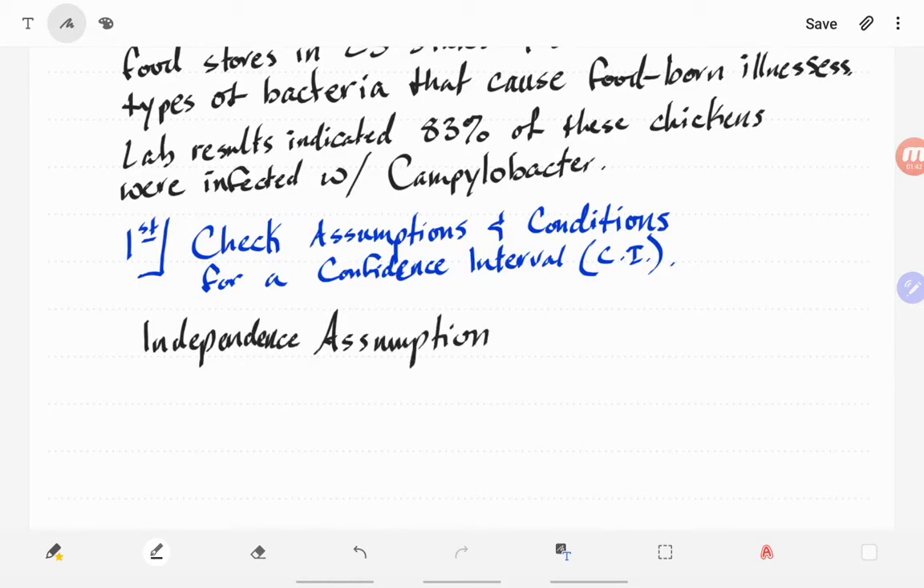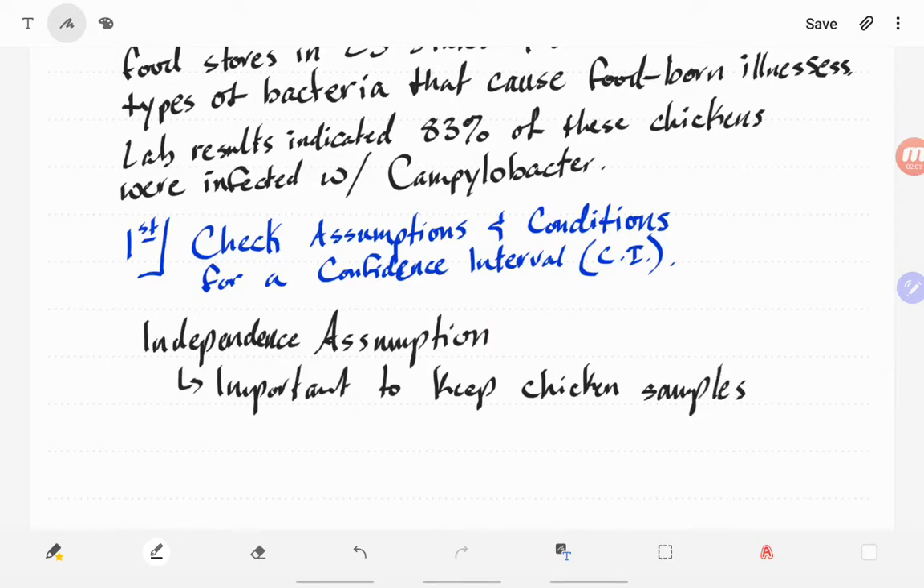It's very important that the researchers kept the chicken samples separated, right? Because if they didn't, if there was some sort of contact between their different samples, then there could have been cross-contamination. And then in that case, one sample of chicken could have an effect on whether or not another sample of chicken was infected, right?